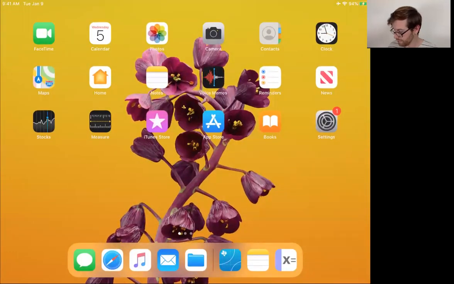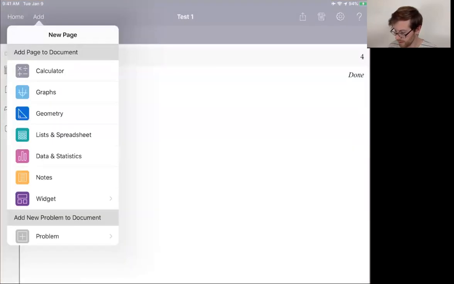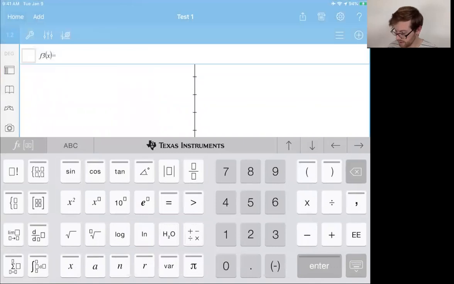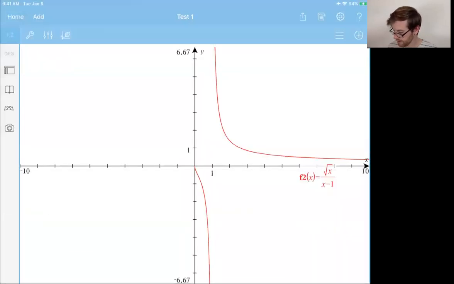I'll just pull up a grapher here. Add a graph page. And let's see, we had the square root of x divided by x minus 1. All right, let's see what that looks like. Okay, check this graph out.